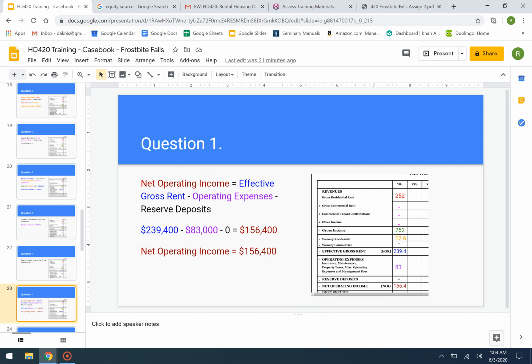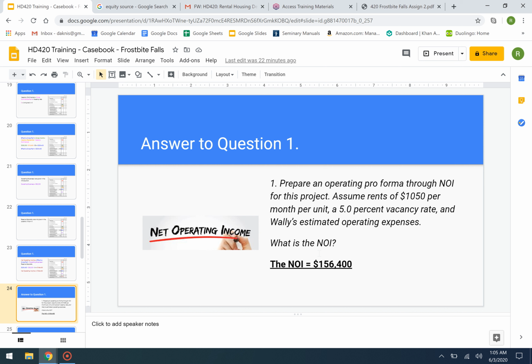So now the big drum roll. Here's our net operating income, one of the most important numbers in all of our class here. We're going to take the effective gross rent, that's the blue right here, minus the operating expenses, and minus any reserve deposits. And we're going to end up with $239,400 minus the $83,000, and that gives us a net operating income of $156,400. We'll plug that number in right there. So go back to the question. What is the NOI? The NOI is $156,400. So we've solved that one.